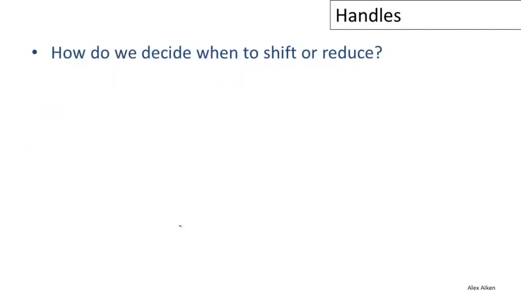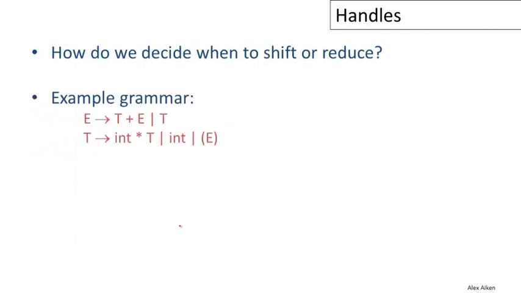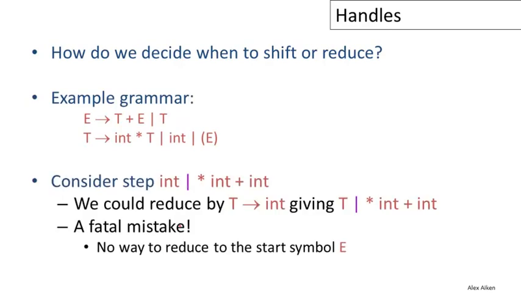And the key question in bottom-up parsing, and one that we haven't addressed at all yet, is how do we decide when to shift and when to reduce? So let's take a look at this example grammar, and let's think about a step of a parse where we've shifted one token onto the stack. We have int on the stack, and then we have times int plus int still to go that we haven't seen yet. Now at this point, we could decide to reduce by t goes to int, because we have the production t goes to int right here. And so we could then get into this particular state, where we have t on the stack and then the rest of the input that looks like that.